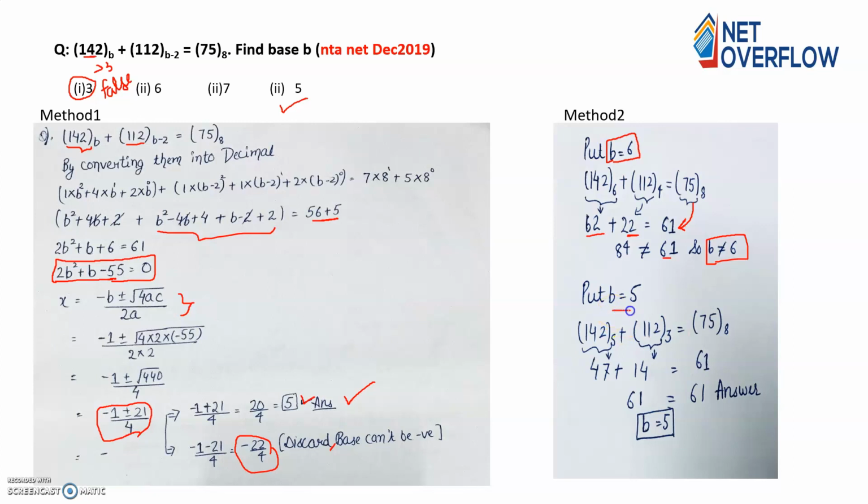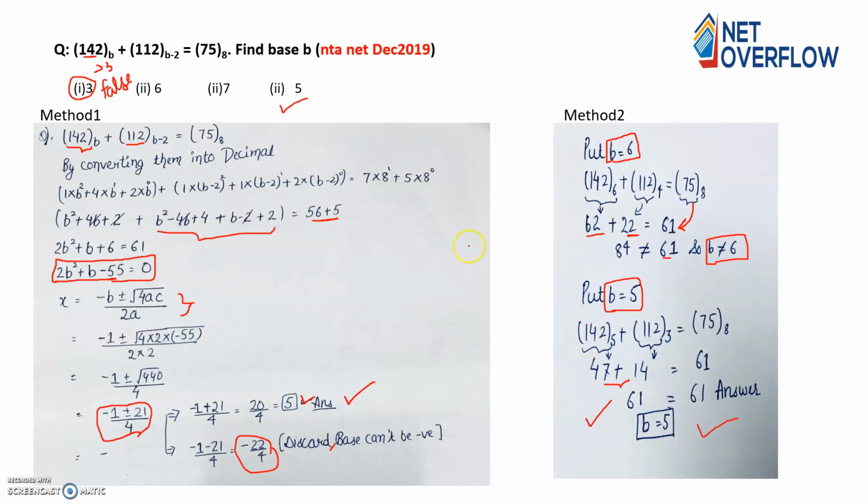And next I am putting b is equal to 5, right? b is equal to 5, so 142 to the base 5. We have to convert this into a decimal value. By converting into decimal we get 47, right? And then 112 to the base 3, we'll get 14 as decimal value, and 75 to the base 8 is 61. After performing addition we come to know that 61 is equal to 61, so this one is right, and base 5 is the right answer.